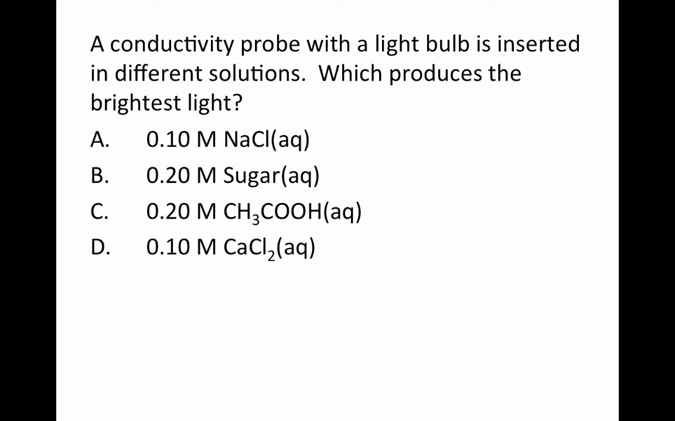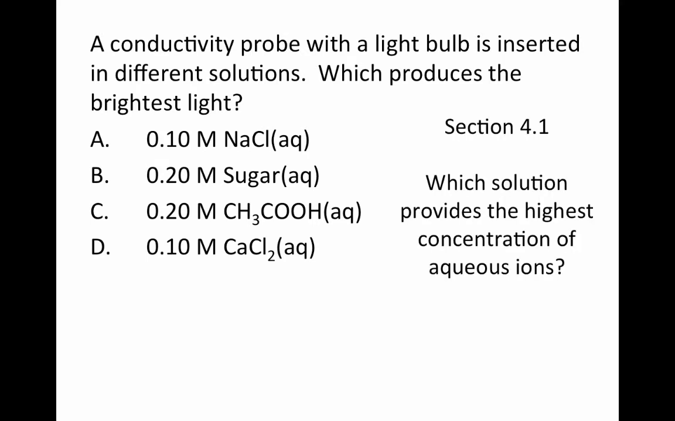Here's another question. A conductivity probe with a light bulb is inserted into different solutions. Which produces the brightest light? We described a conductivity probe as being a free ion detector. So we want to say how many ions are present in each of the solutions. Which solution provides the highest concentration of aqueous ions? That would be the brightest light. So we need to classify these.